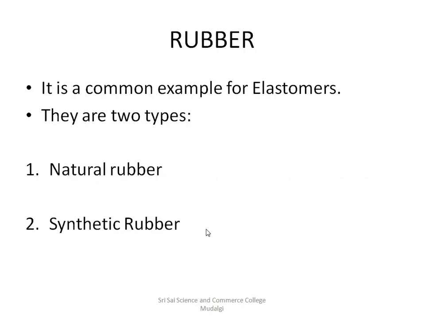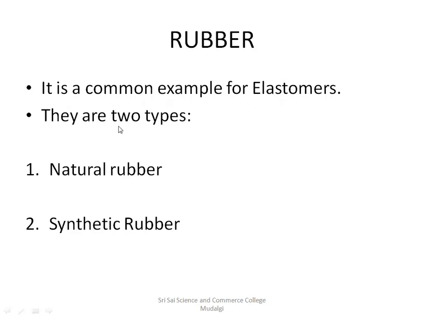Then we go for the next concept, we call it rubber, right? We studied rubber here, based upon the molecular forces, 4 types: elastomers, fibers, thermoplastic and thermosettings. So we studied rubber as an example for elastomer, right? Rubber is elastic, we know that, right? This has the property of elastomers.